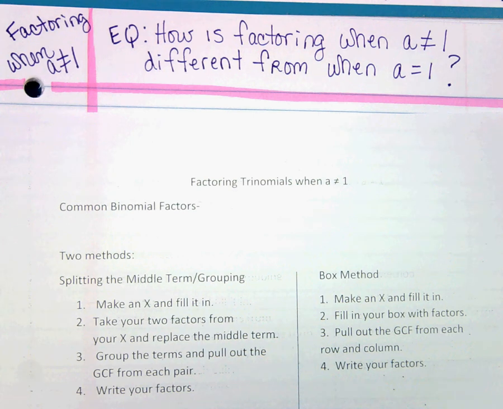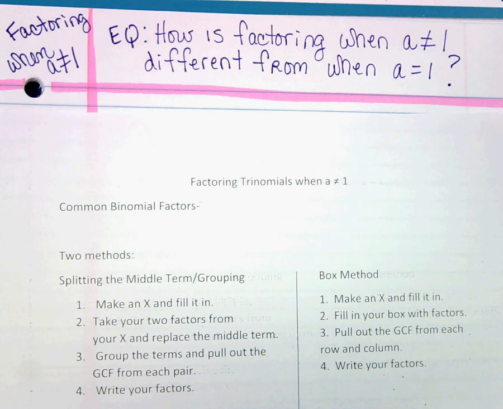In this lesson, we're going to look at how to factor a trinomial when the a value is not 1. It's a little more tricky, and I'm going to show you two different ways to set those up and factor them. Please set up your notebook. Our essential question is, how is factoring when a is not equal to 1 different from when a equals 1?